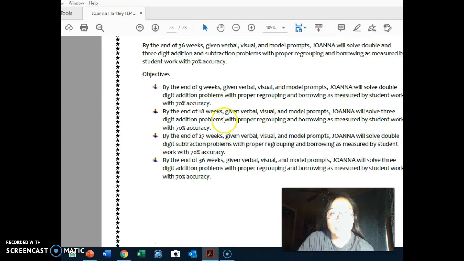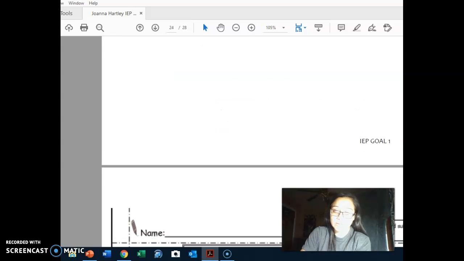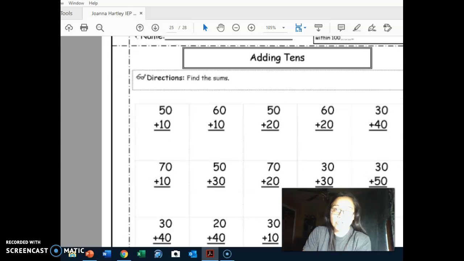So your last goal, Joanna, is you're going to solve double-digit addition problems with proper regrouping and borrowing as measured by student work. So, Joanna, remember we were doing this toward the end of the school year. So what I want you to do, I'm going to show you an example on my dry erase board. Let's pull up the worksheet. So we're going to be adding tens.